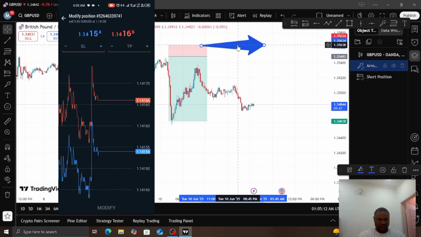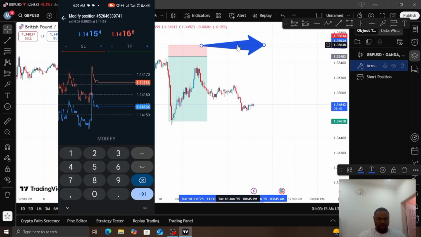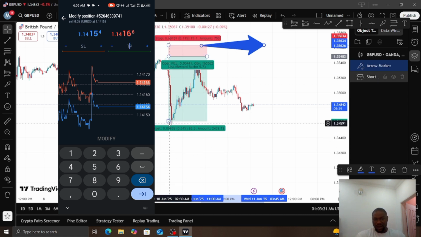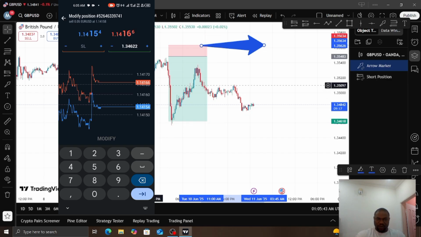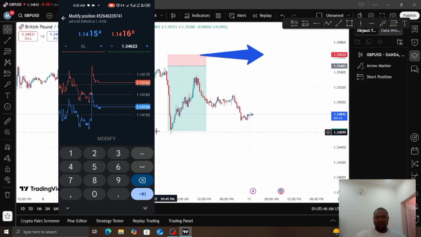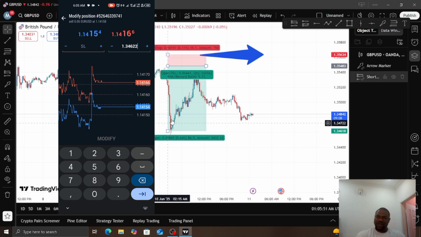Okay, you click here to modify, and don't forget this other angle is your take profit. So you long press to modify again in order for you to put in your take profit. Your take profit is at 1.34622. This is not going to apply because the trade has already been taken. So that is how to insert it. Then you click on modify, it will go through.